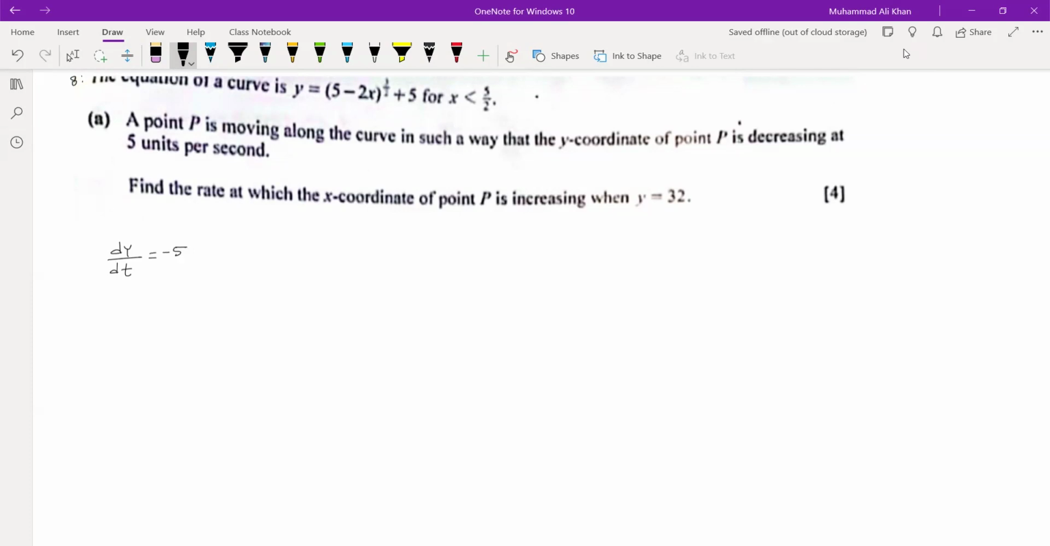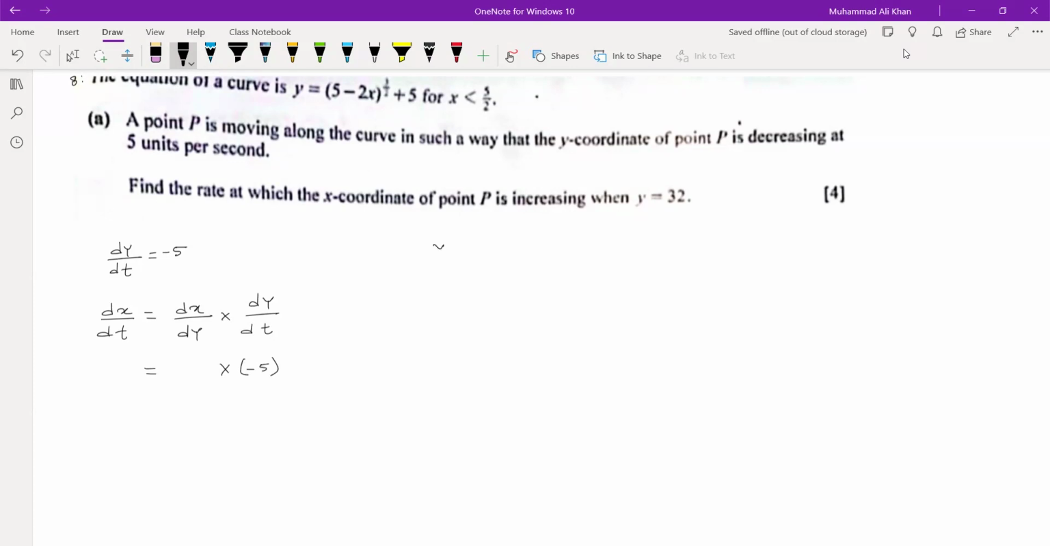Find the rate at which the x coordinate is changing. We have to calculate dx over dt. By using the chain rule, write it like dx over anything, multiplied by anything over dt. At the third place, just write the third value, it is dy. So we need dx over dy and dy over dt. dy over dt is given, it is -5, but we don't have dx over dy.